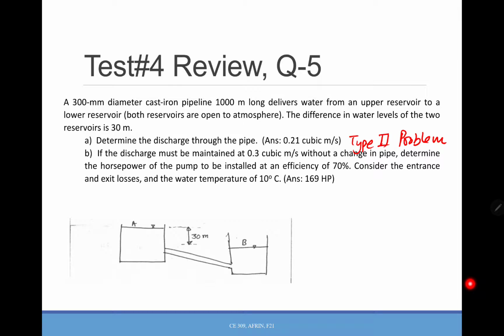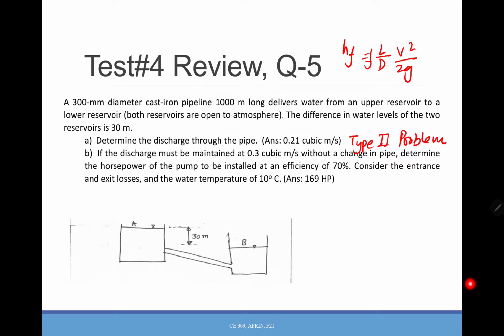again, since it's a type 2 problem, without the velocity you can't find the friction factor, and without the friction factor you can't find the velocity. So it's a problem where you need to solve for 2 parameters. You know what you need to do: a little bit of trial and error. At first you need to find the head loss, because the head loss is f L over d times v squared over 2g, and f is this one.